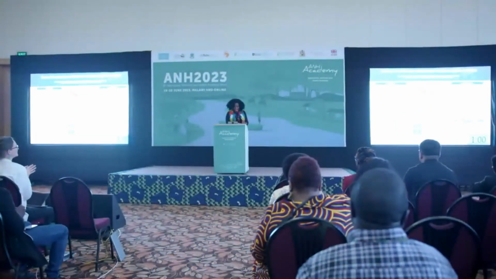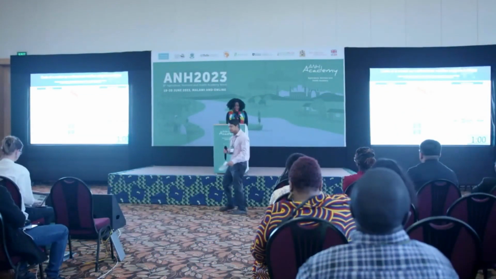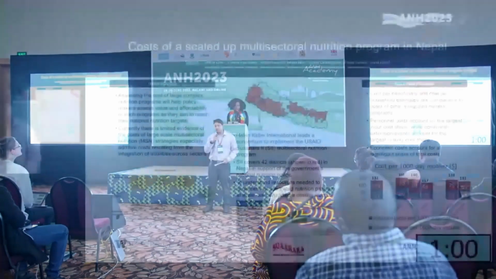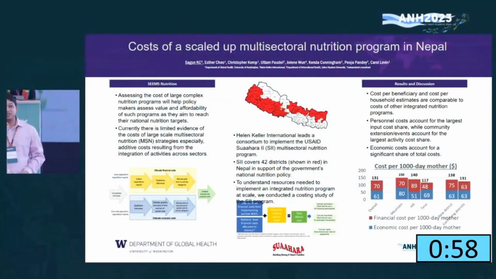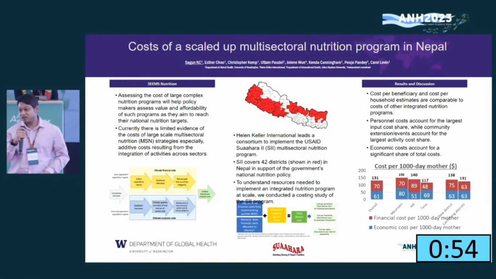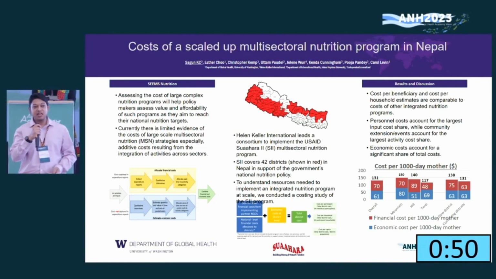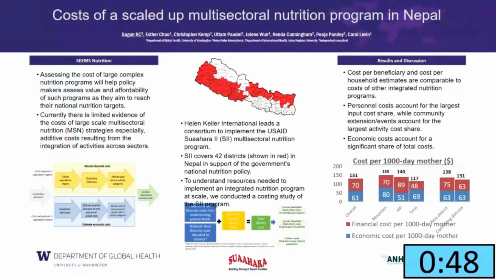Thank you. Sagon Casey, your time starts now. Multi-sectoral interventions are key to change nutritional outcomes. We all know that. But how much does it cost? What is the cost effectiveness and cost efficiency of these programs? The SIMS Nutrition Project has developed a standardized method of economic evaluation for these projects. We have implemented the SIMS approach in the Suhara program.